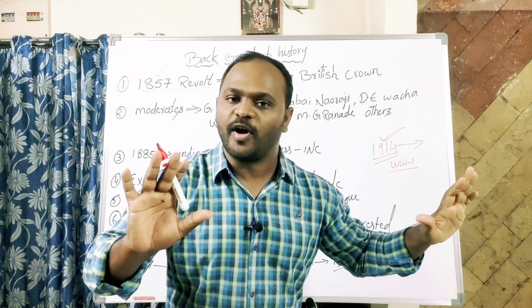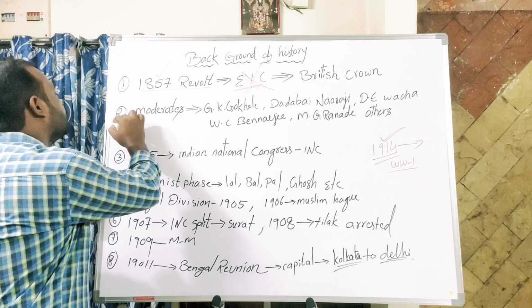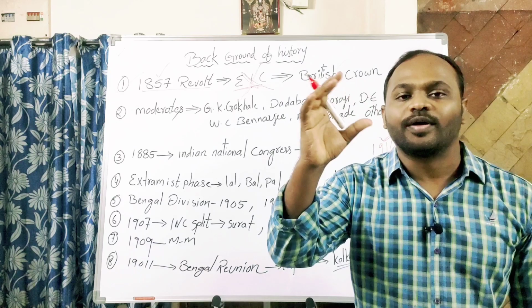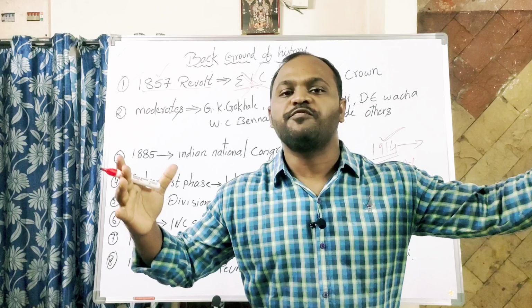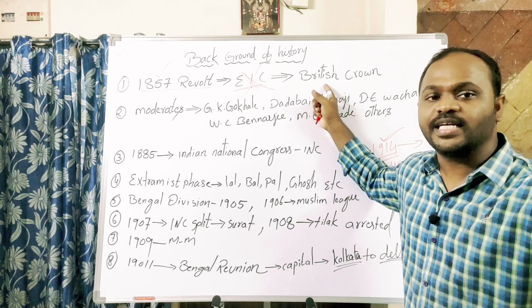Are you getting the point? This is something about the 1857 revolt. Let me discuss one more point here. After the 1857 revolt, what happened? The control over the Indian administration was carried forward by whom? The British crown, in the name of the British crown.